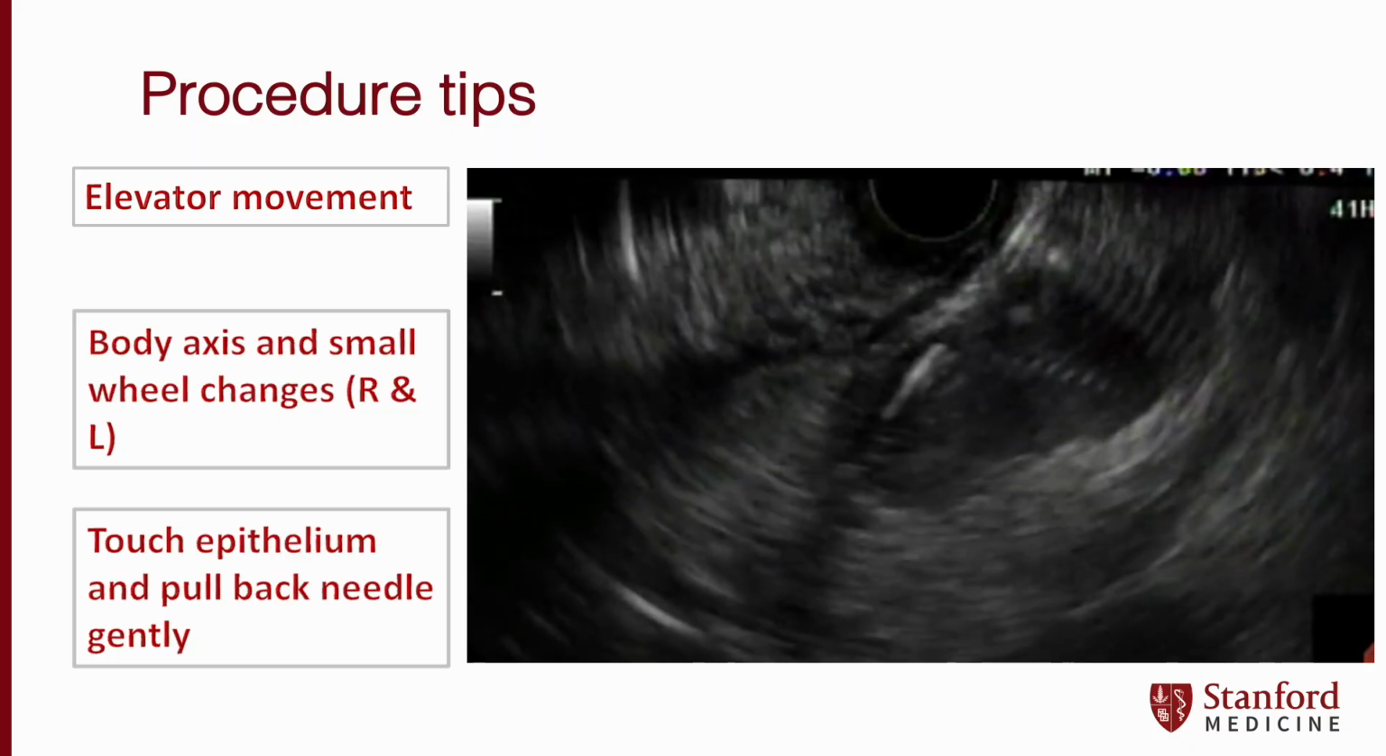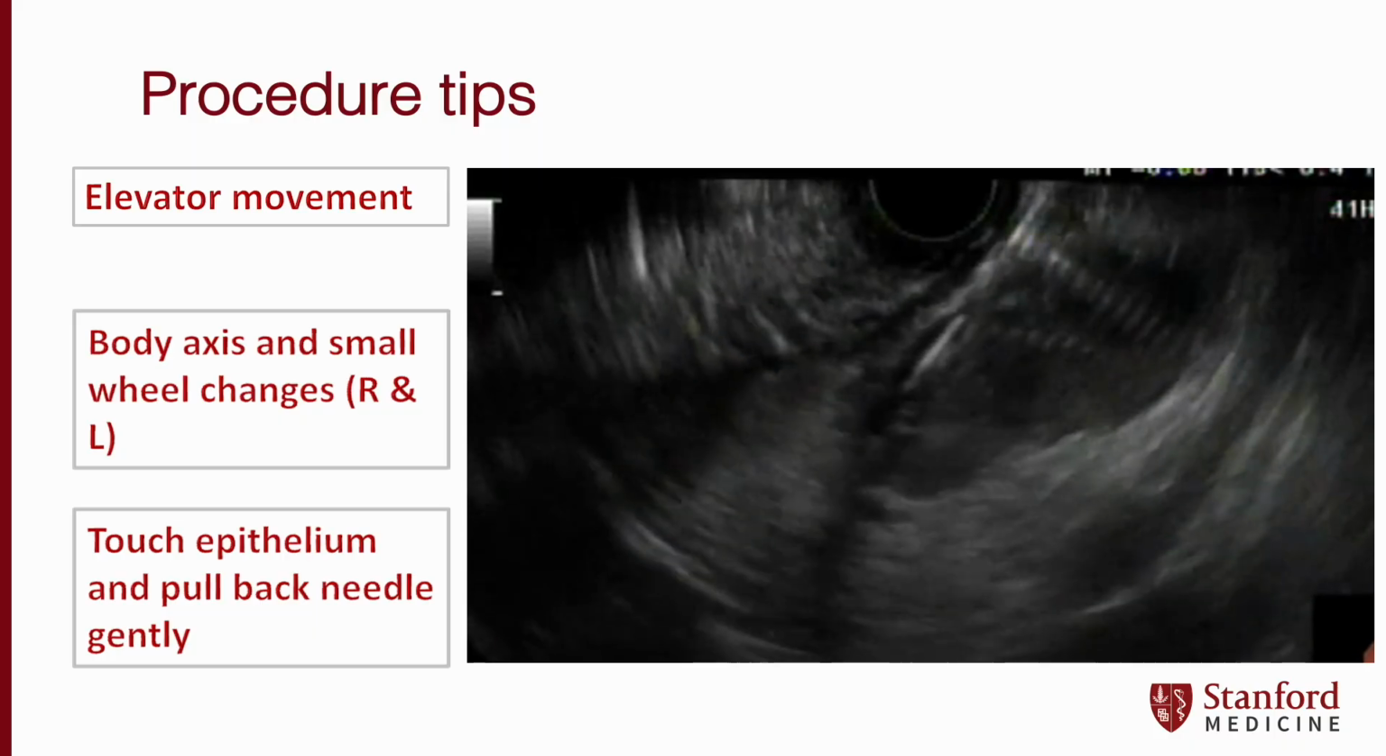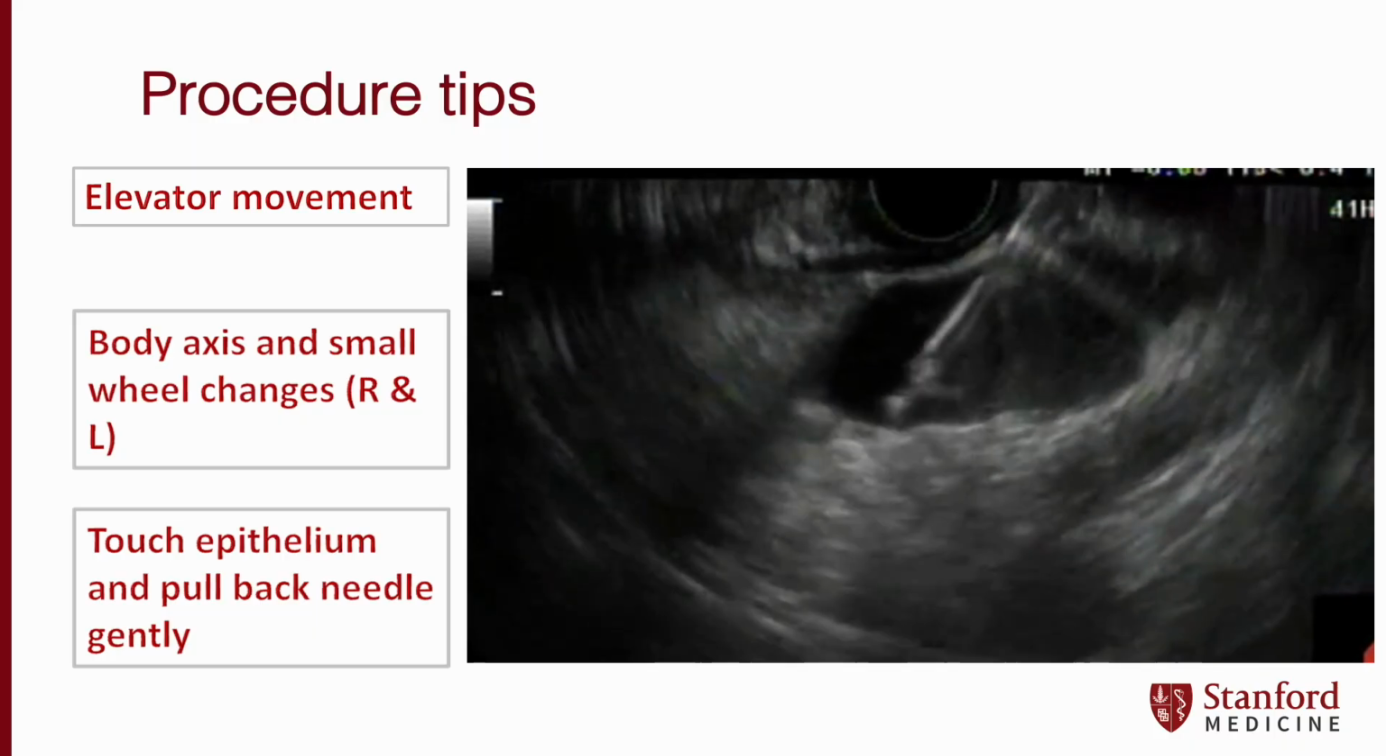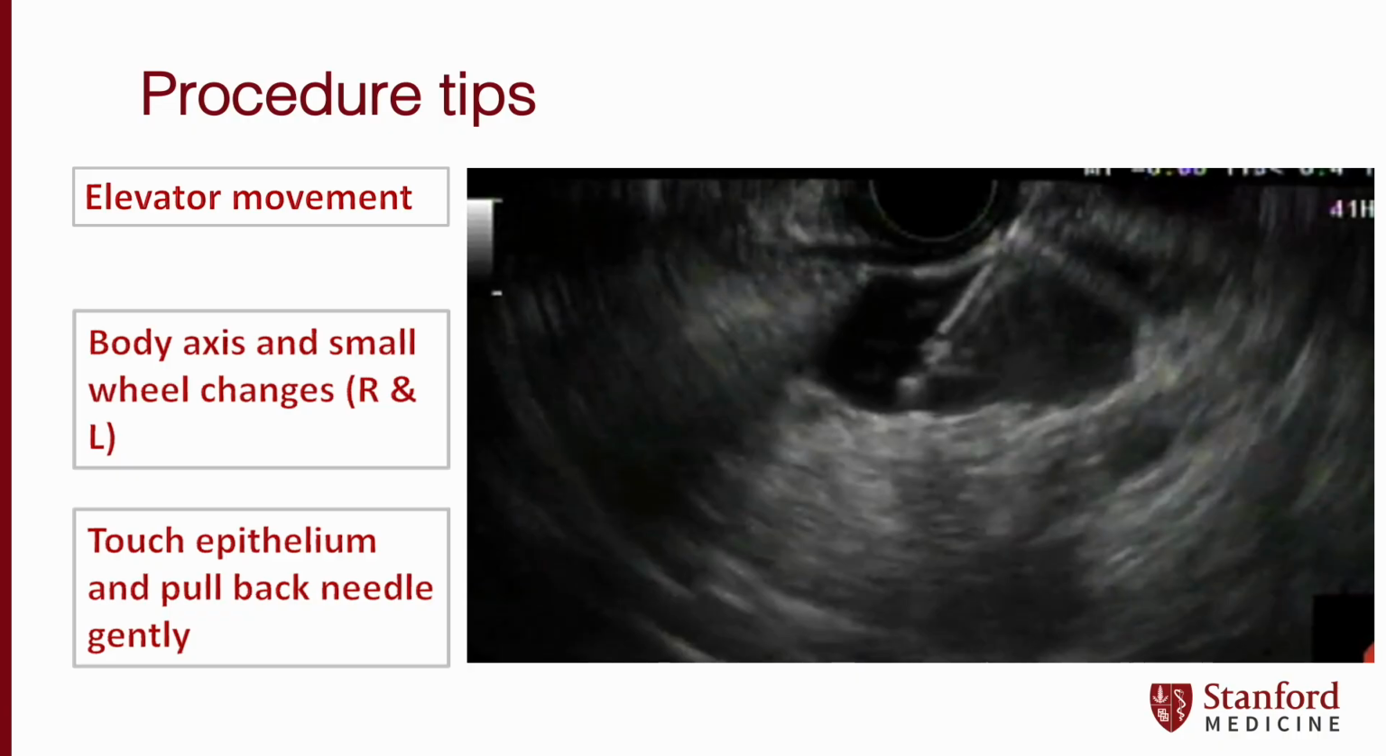When you are moving the needle, it's important to pull the needle back and try not to damage the wall of the cyst when you're doing this maneuver. So you pull the needle back, change your position, and then adjust the mini probe so you can examine different areas of the cyst.